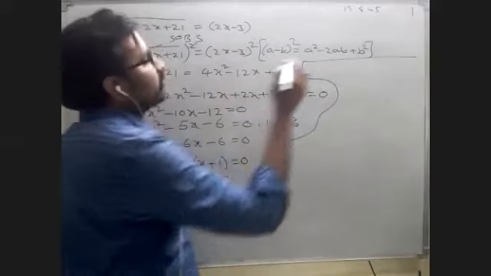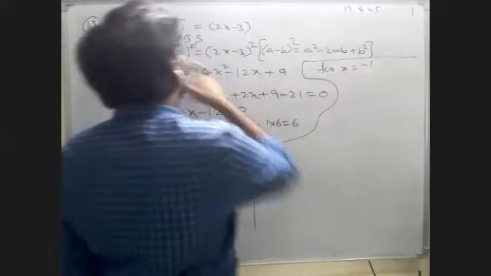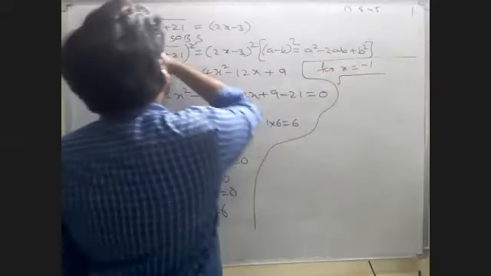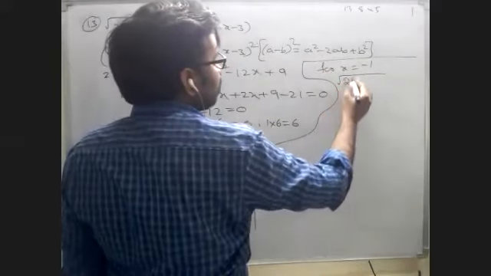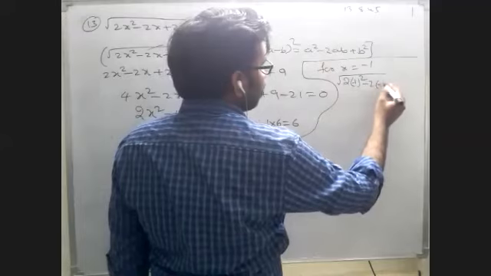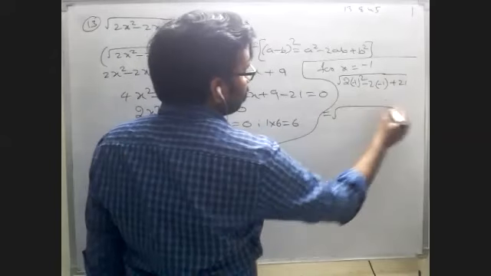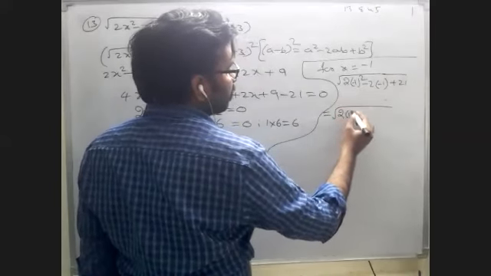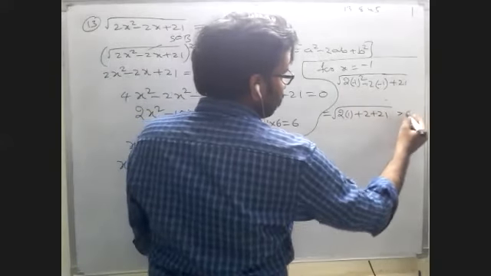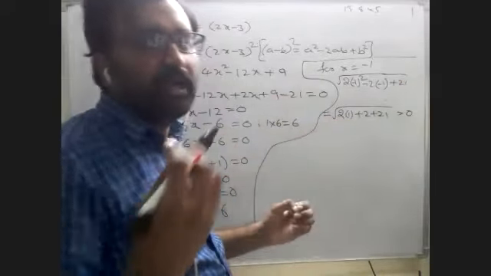Now first I am taking x is equal to minus 1, and this value should be positive. That is root over 2x square minus 2x plus 21, which is root over 2 into minus 1 whole square, minus 2 into minus 1, plus 21. That is root over 2 into 1, plus 2, plus 21, which is greater than 0. Why? Because positive, positive, positive is greater than 0. x is equal to minus 1 is the correct answer.